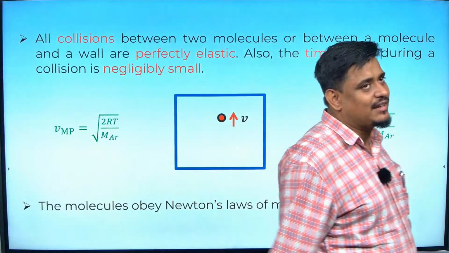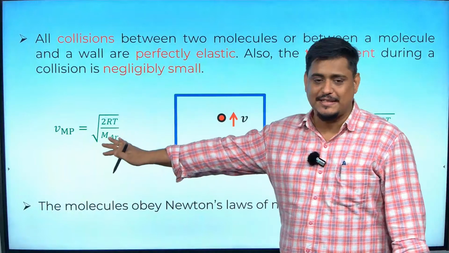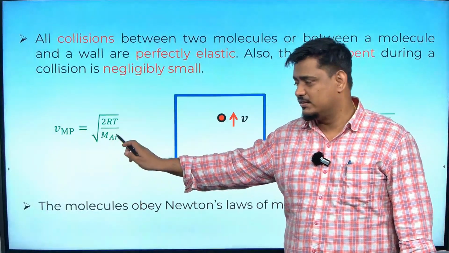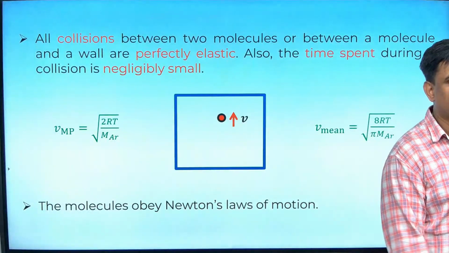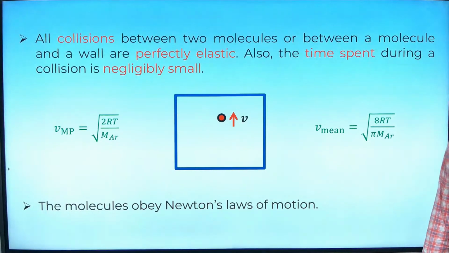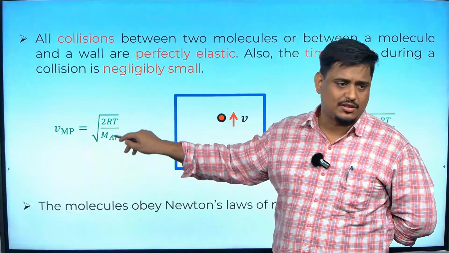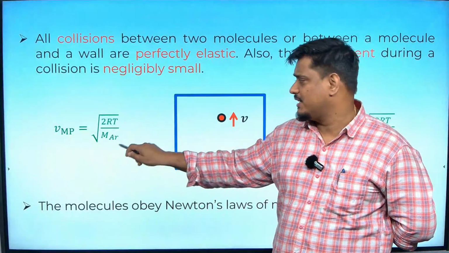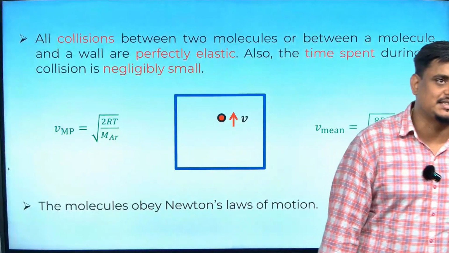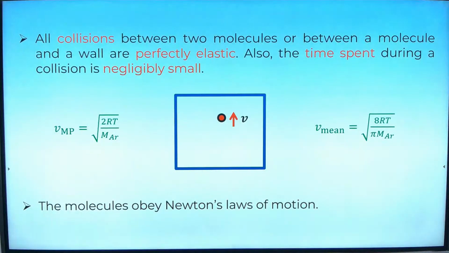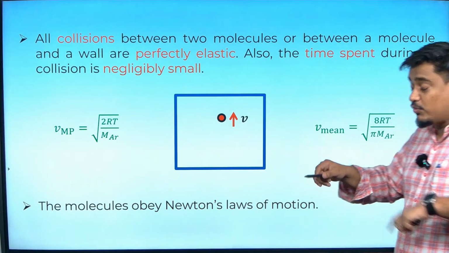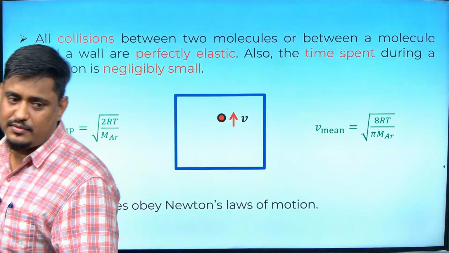AR was actually taken for argon, where I took it from somewhere and pasted here. This is not to be considered. It is just molecular mass. So the formula is root over 2RT by M, where R is the gas constant, T is the absolute temperature, and M is the molecular mass of the gas. And mean velocity or average velocity is root over 8RT by pi into M. So we will compare today the molecular mass.